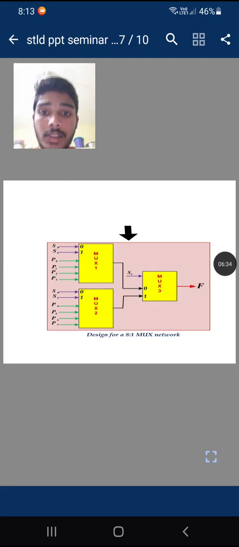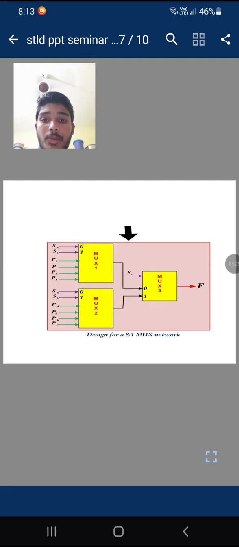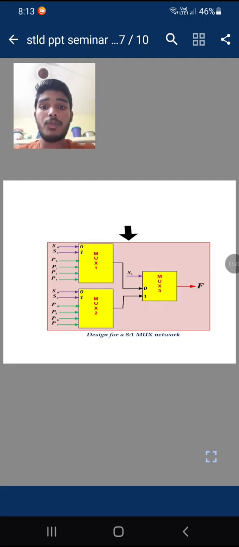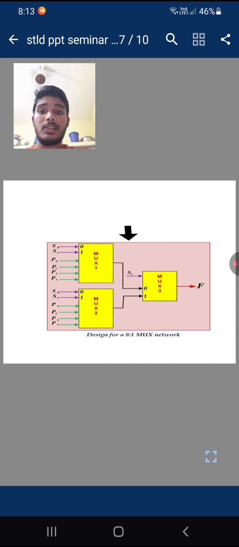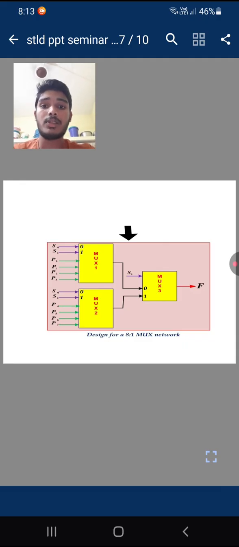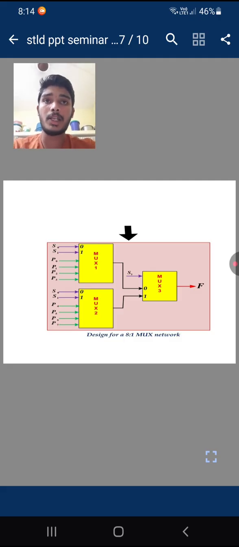Okay, let us observe the circuit here. There are two selection inputs for the two 4 by 1 multiplexers. Multiplexer 1 and multiplexer 2 are the 4 by 1 multiplexers with four input values and two selection inputs. Two selection inputs S0 and S1 are both connected to the two multiplexers. The outputs of multiplexer 1 and multiplexer 2 are connected to multiplexer 3. Multiplexer 3 is the 2 by 1 multiplexer with two inputs, one selection input and one output.